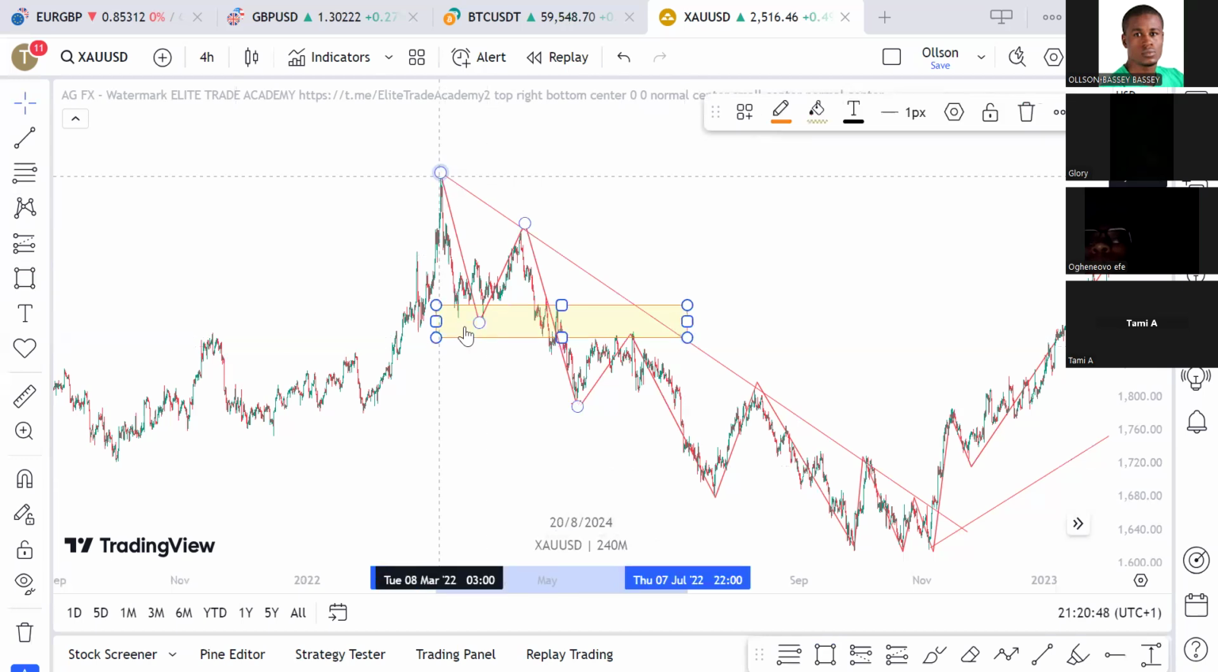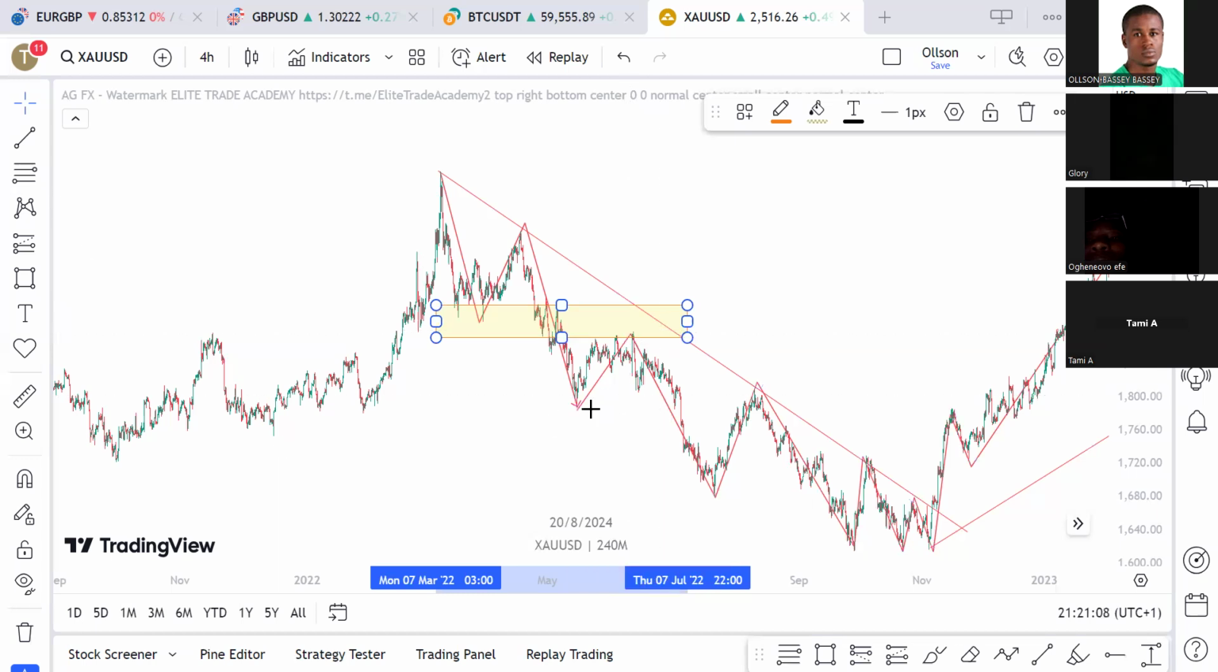Price was bouncing off this place, okay? This was the support level. The moment price was able to break out of this level, this support level became what? A resistance, preventing price from going up. It is now going to resist price to continue downward.